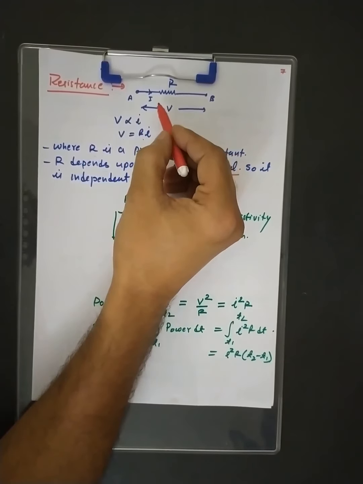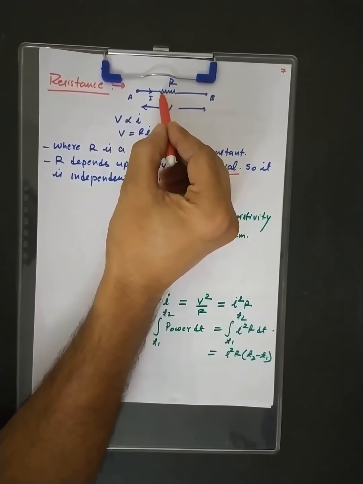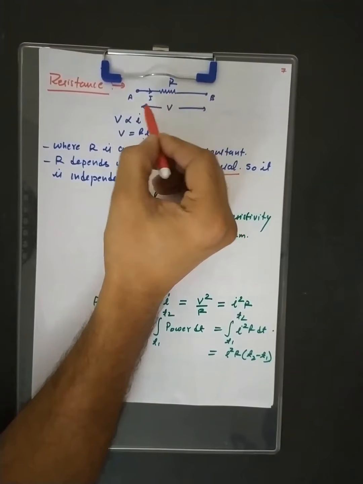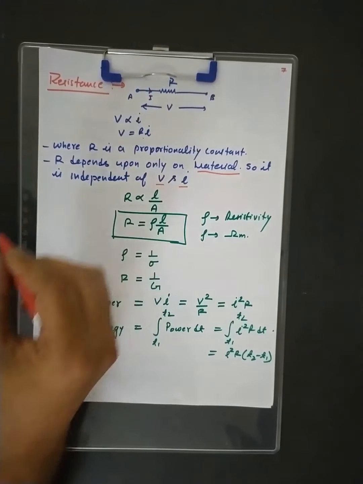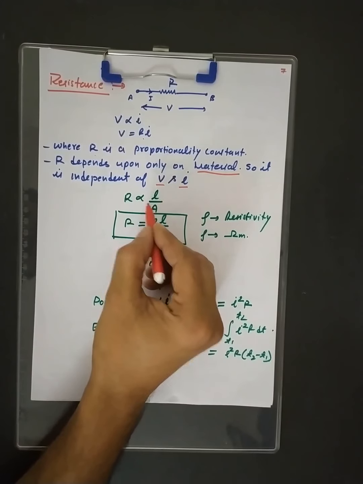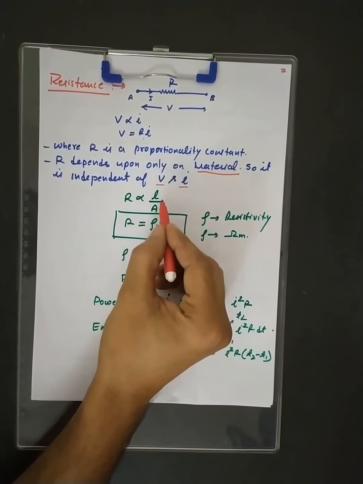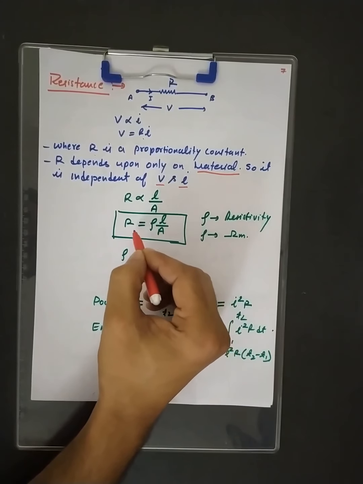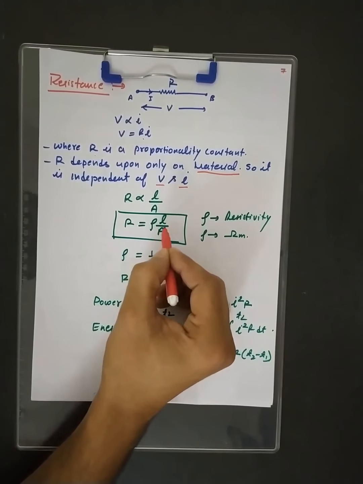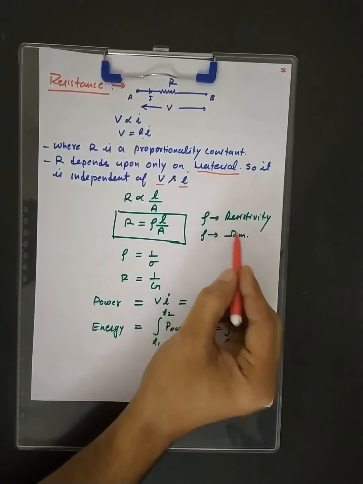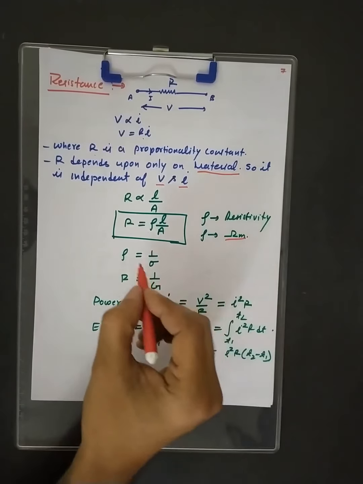And from the circuit point of view, we represent a resistance like this zigzag symbol, right? So this one is your resistance, current I and voltage across here. Mathematically, a resistance is given by like this. Resistance is directly proportional to L upon A, and that is equal to rho L upon A. Rho is the resistivity of the material. The unit of resistivity is ohm meter.